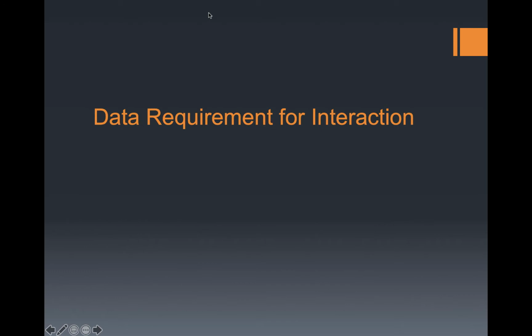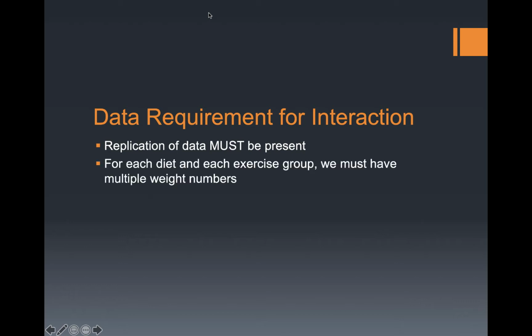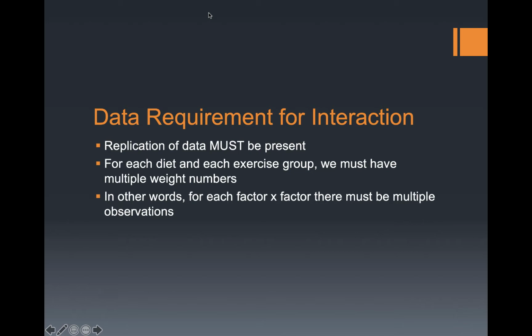All right. There's a data requirement that we have to test for interaction. Replication of data must be present. What do I mean by that? I mean that we have to have a sample for each factor by factor crossing. So for each diet and each exercise group, we must have multiple people contributing to the weight numbers. In other words, for each factor by factor crossing, there must be multiple observations.